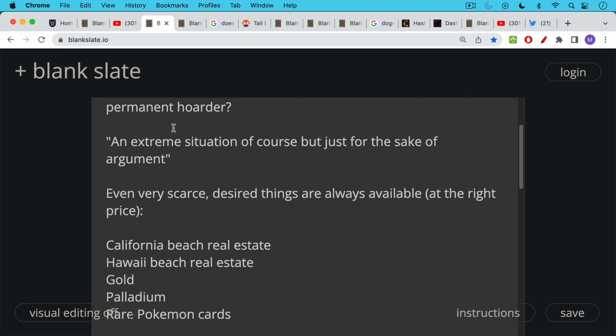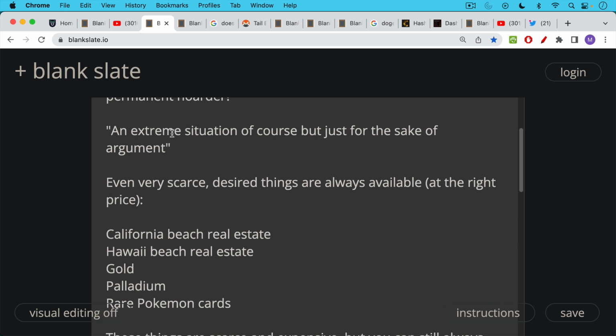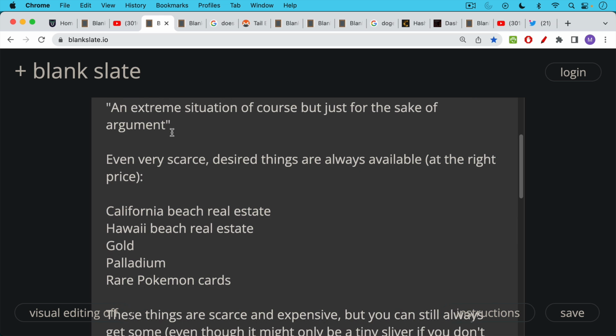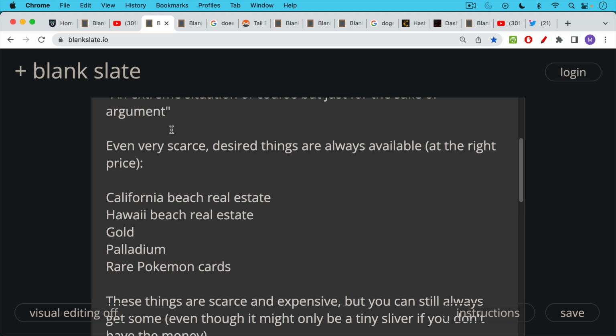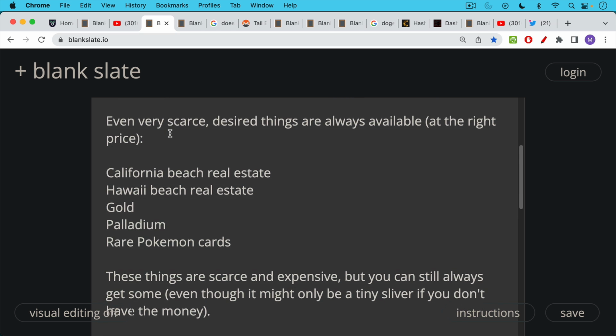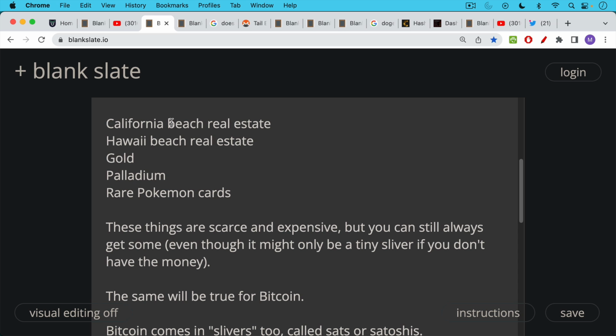So we think about things that are definitely finite, like California beach real estate in terms of the actual land, Hawaiian beach real estate, gold, palladium, rare Pokemon cards, Picassos, you can have the list go on and on. Even these very, very scarce things are almost always available. Of course, they're available at a very, very high price. And this is what I think will also happen with Bitcoin and its scarcity.